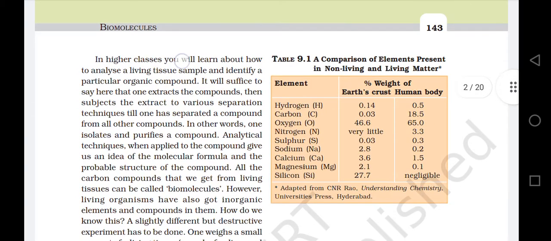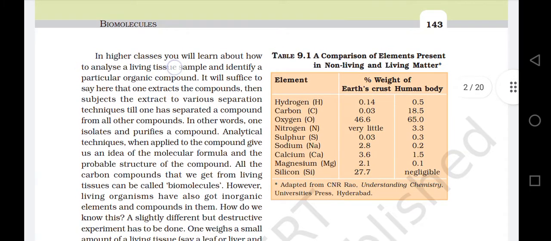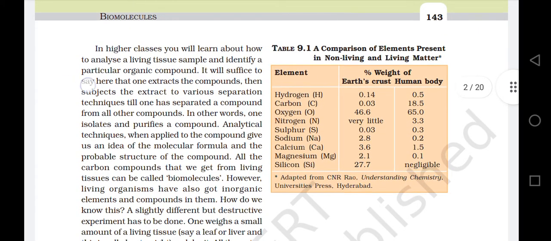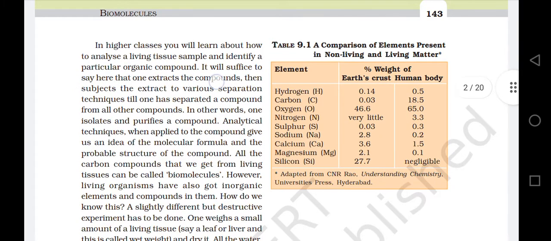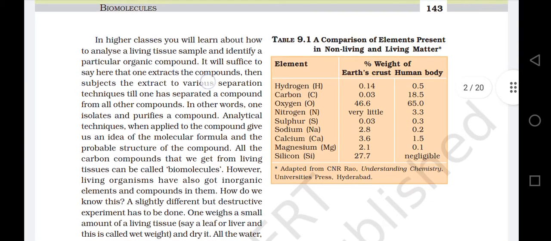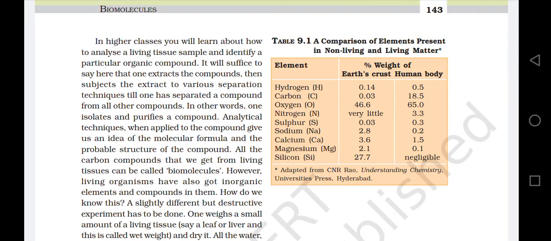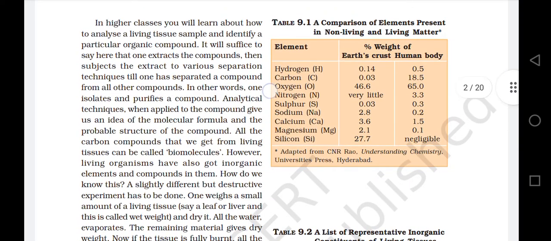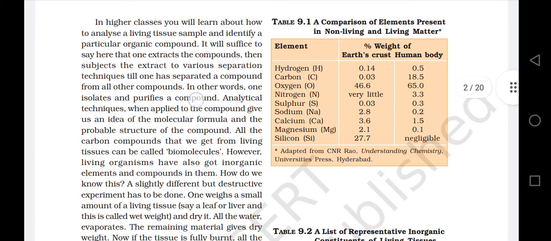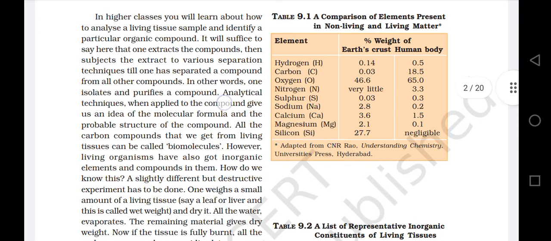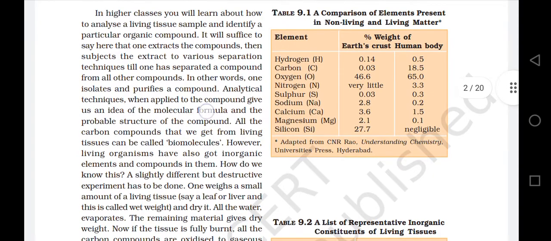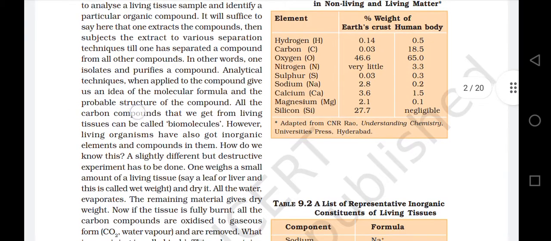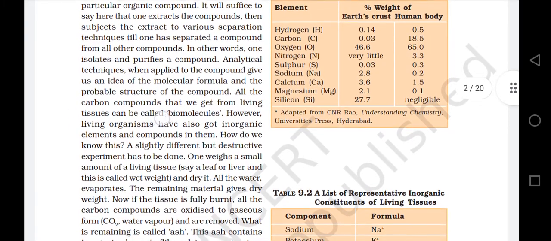In higher classes, you will learn about how to analyze a living tissue sample and identify a particular organic compound. It will suffice to say here that one extracts the compounds, then subjects the extract to various separation techniques till one has separated a compound from all the other compounds. In other words, one isolates and purifies a compound. Analytical techniques, when applied to the compound, give us an idea of the molecular formula and the probable structure of the compound. All the carbon compounds that we get from living tissues can be called biomolecules.